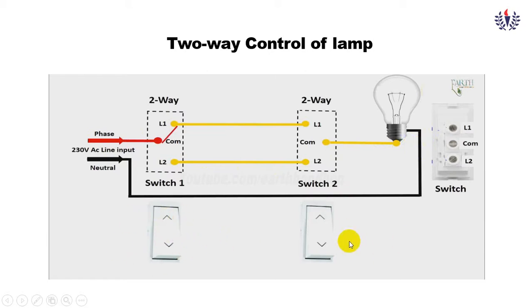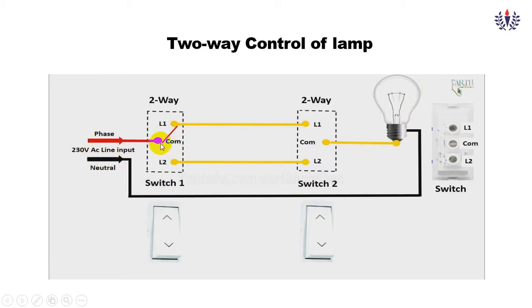This is the appearance we see, but the back side of the switch will have L1 and L2, line 1 and line 2, and here is the common. Taking the two switches, these two wires we connect L1 to L1 and L2 to L2. The phase is given to the common of the first switch, and the phase is taken out of the second switch and given to the bulb. Neutral is connected directly without switch control.